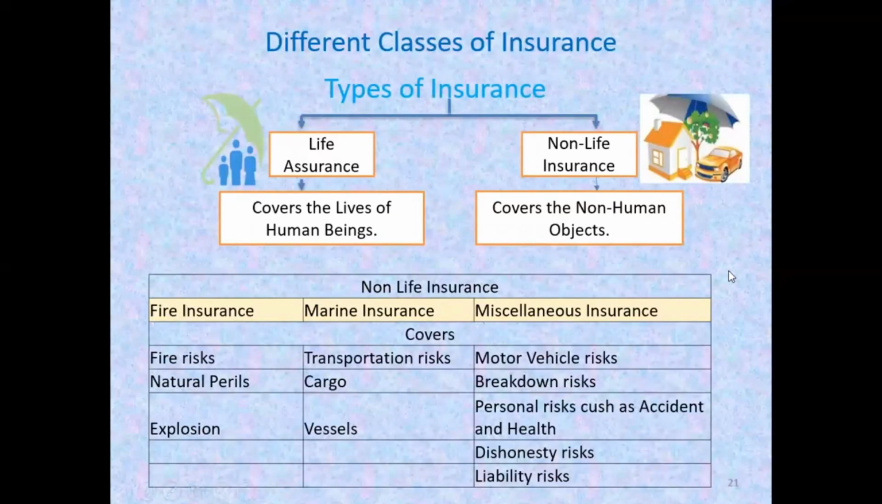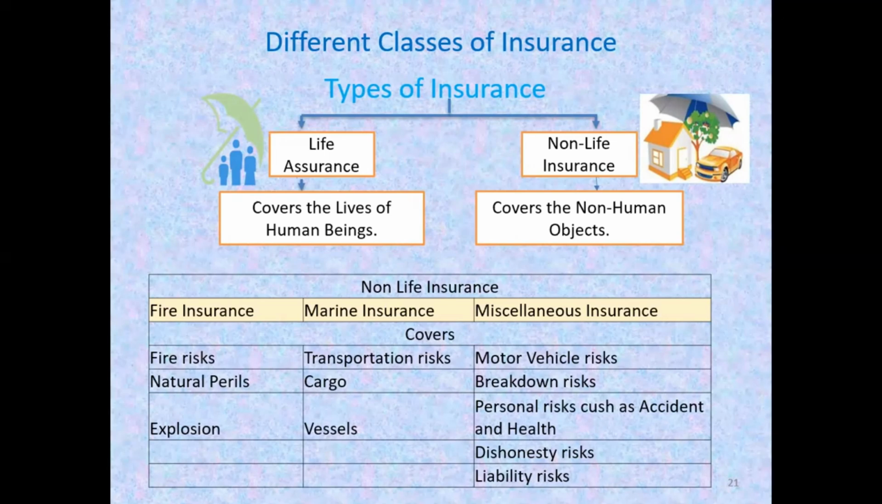So this is again a detailed breakup, like we saw life and non-life. Life covers the lives of human beings. Non-life covers objects or subject matter or property. Within non-life, we saw fire, marine, miscellaneous. Within fire, you have fire risk, you have natural perils like earthquake, flood, landslide. All these are also covered. Explosion is also covered in fire insurance.